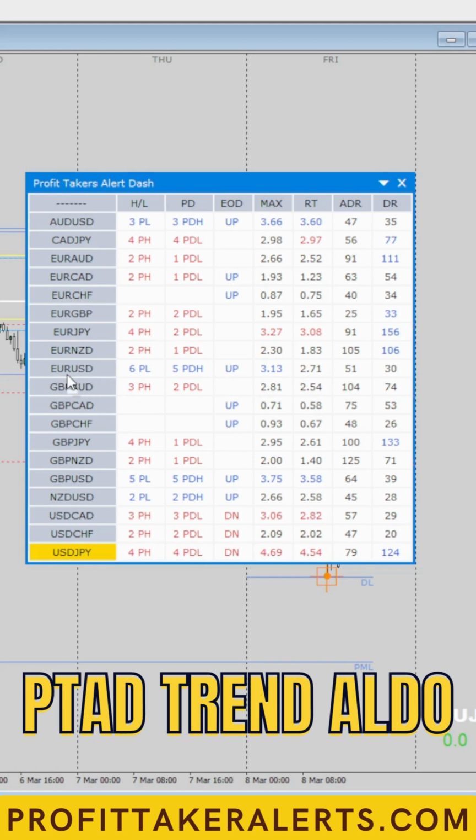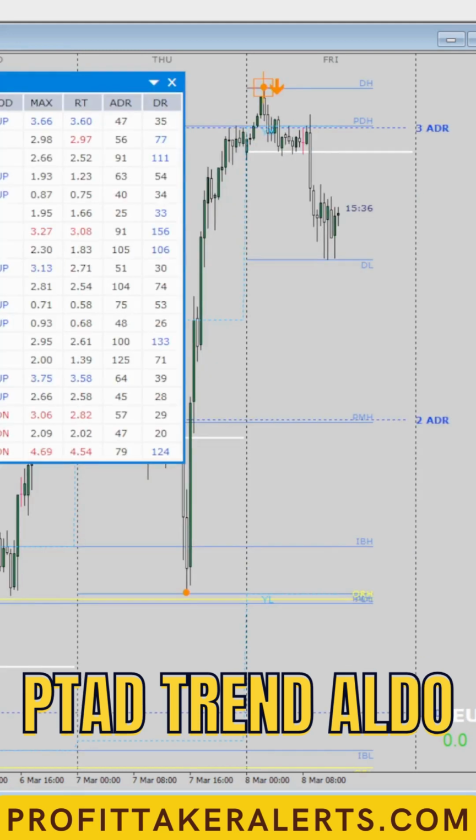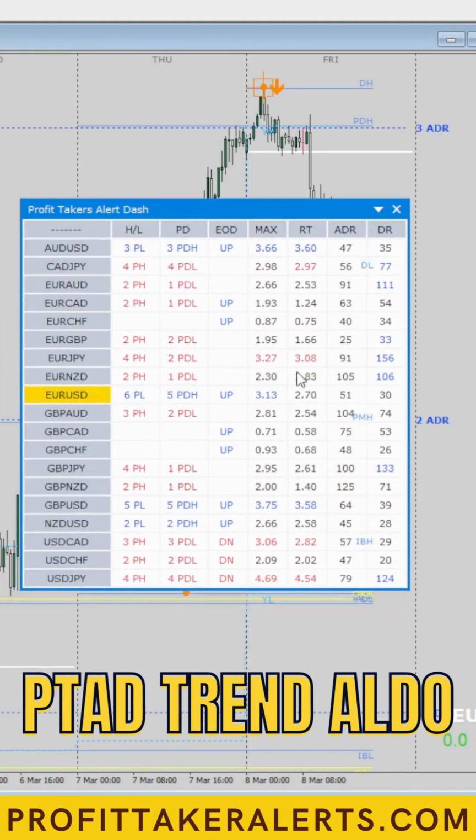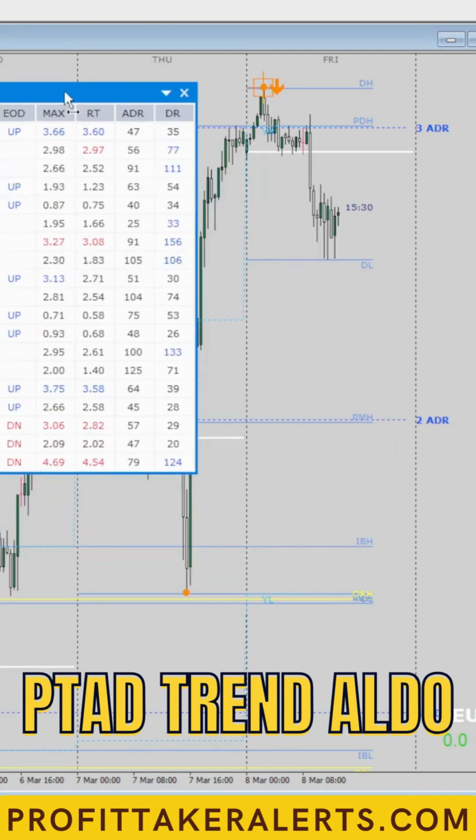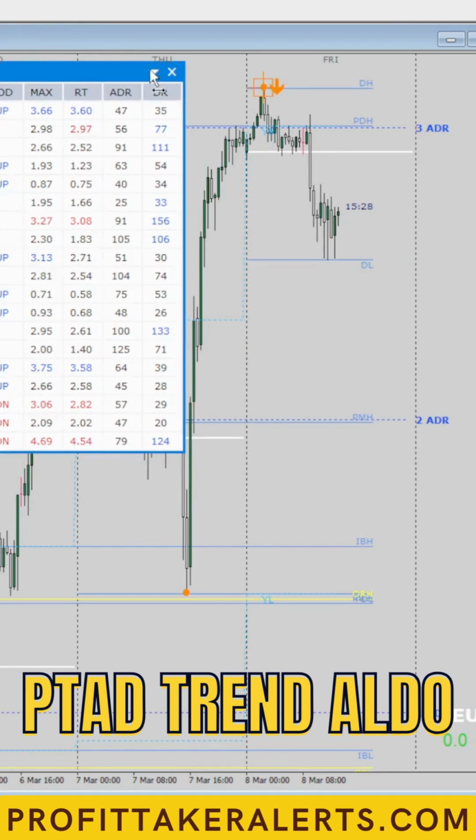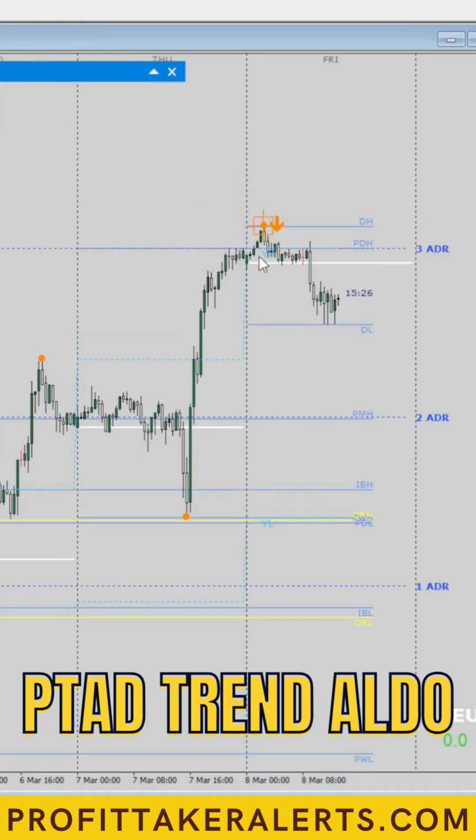Okay, then we have Euro USD, same thing, 6 days and 5 breaks. I mean, this one is setting up pretty nicely for us to take that. And this is what I like about this one, it has already broken through the open price, yesterday's high. So this one's already setting up nicely.